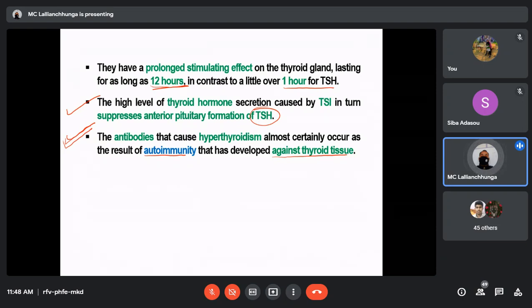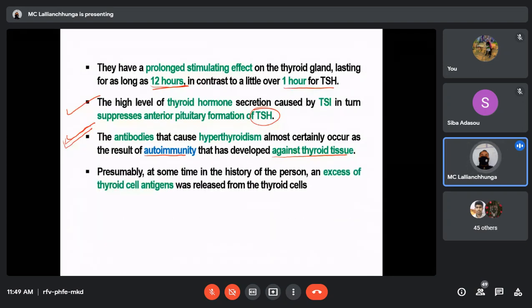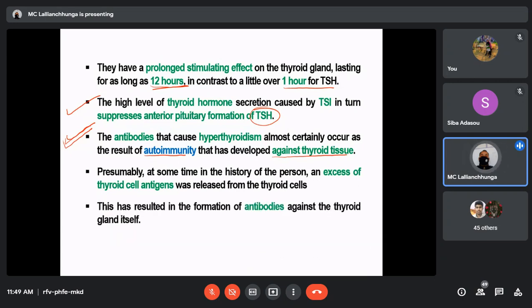In case of hyperthyroidism also, most of the time this is the condition. Autoimmunity is there against the thyroid tissue. Presumably at some time in the history of the person, an excess of thyroid cell antigen was released from the thyroid cells. This has resulted in the formation of antibodies against the thyroid gland itself. So these thyroid cell antigens are produced due to some reason, and this will lead to production of antibodies, and these antibodies will act against the gland itself.